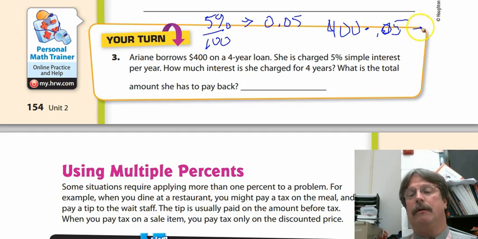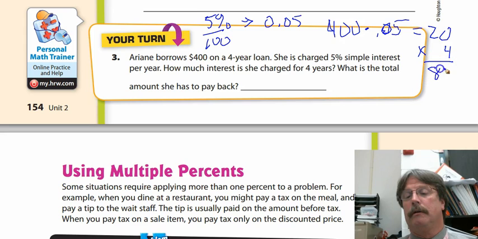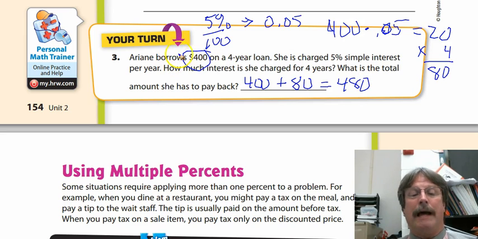and that's going to equal 20 for 1 year, and then you multiply that by 4 because it's 4 years, and that's 80. So she's going to have to pay back the original amount, so 400 plus the 80, so she's going to have to pay back a total of $480. Remember, you borrowed that, so you got to pay back the interest. That's the cost of using someone else's money, and then the $400, which is the original amount. So you got to pay both of those back.